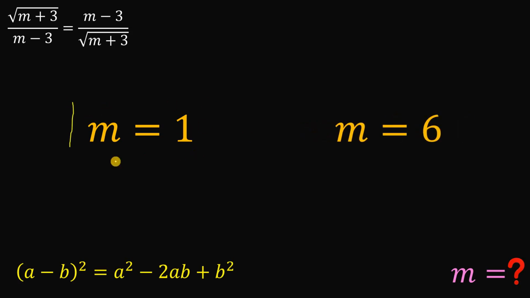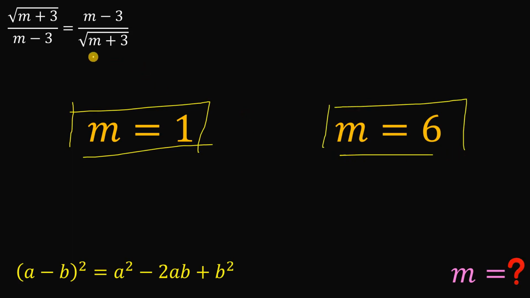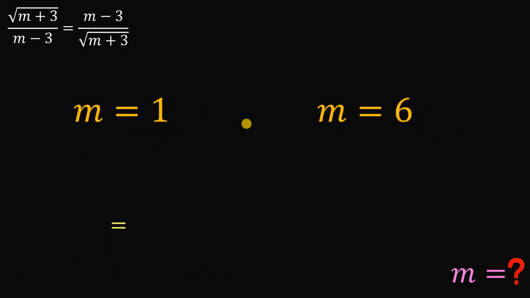Now, these two values of m are possible because they will not make the denominator of this equation equal to 0. Also, the square root of m plus 3, where m is 1 and m is 6, is not a negative number. Alright, but before that, let's check if these values of m really satisfy this equation.